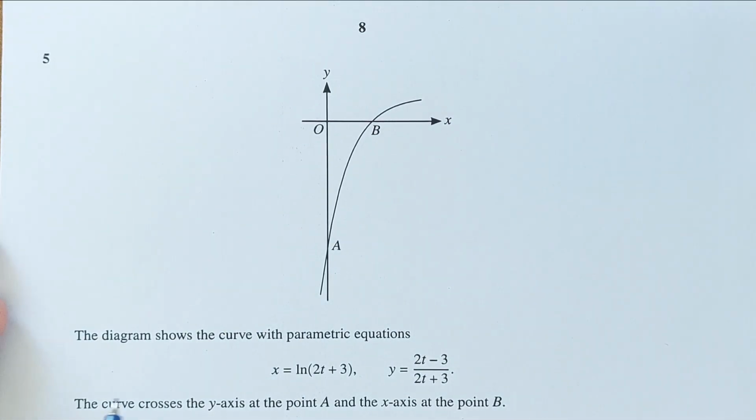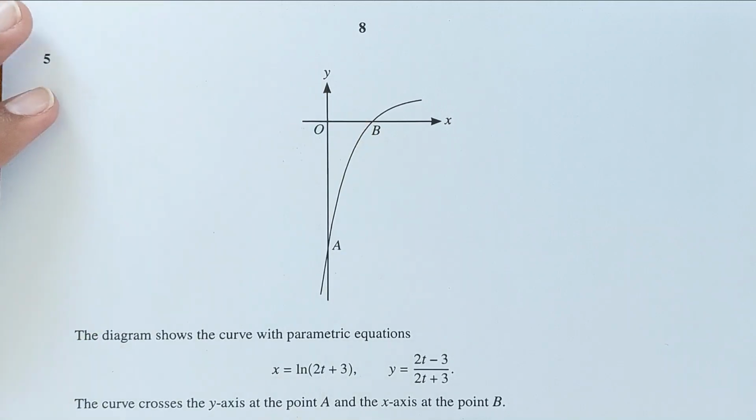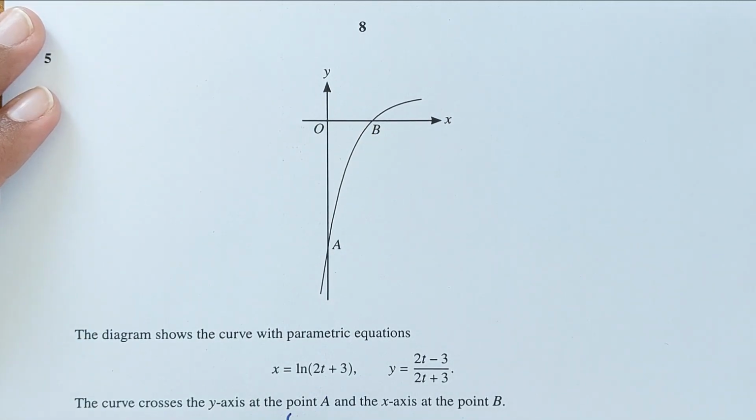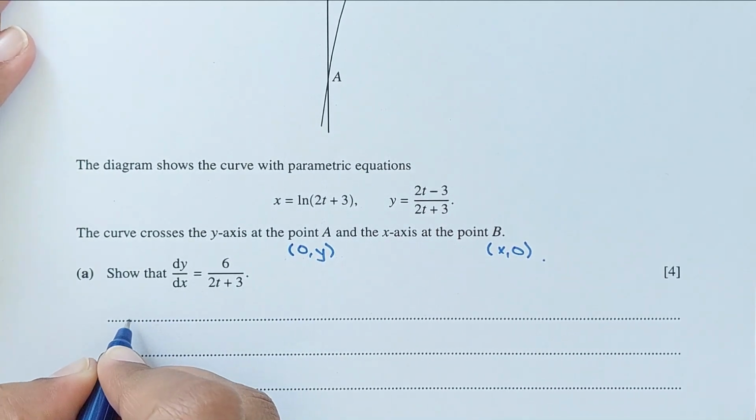Question number 5. The diagram shows the curve with the parametric equation x in terms of t and y in terms of t. The curve crosses the y-axis at point A and the x-axis at point B. Right. So the coordinates of point A are 0 and y, and for B we have x and 0. Right. Now for part A, show that dy over dx is equal to this. So we have to find dy by dx.